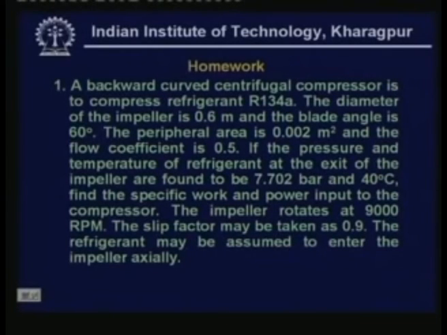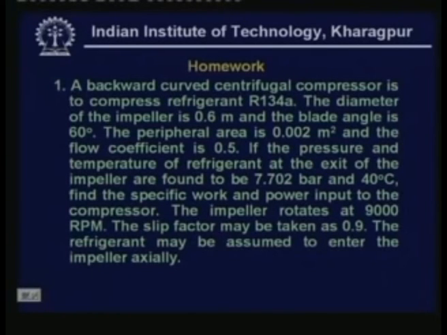The problem is like this: a backward curved centrifugal compressor is to compress refrigerant R134A. The diameter of the impeller is 0.6 meter and the blade angle is 60 degrees. So this is not a radial curved blade, so you have to keep that in mind. The peripheral area is given to be 0.002 meter square and the flow coefficient is 0.5.